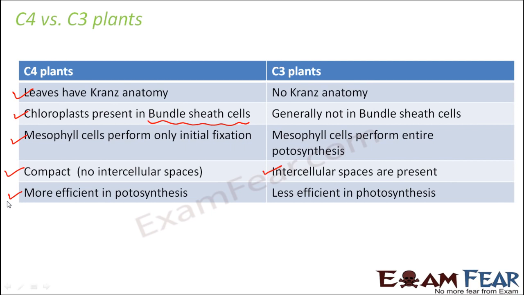But C3 plants can perform photosynthesis only when the stomata are open, because only when the stomata are open will they be able to take carbon dioxide from the atmosphere, and only then can the process of photosynthesis take place. So that way C4 plants are more efficient in photosynthesis when compared to C3 plants.